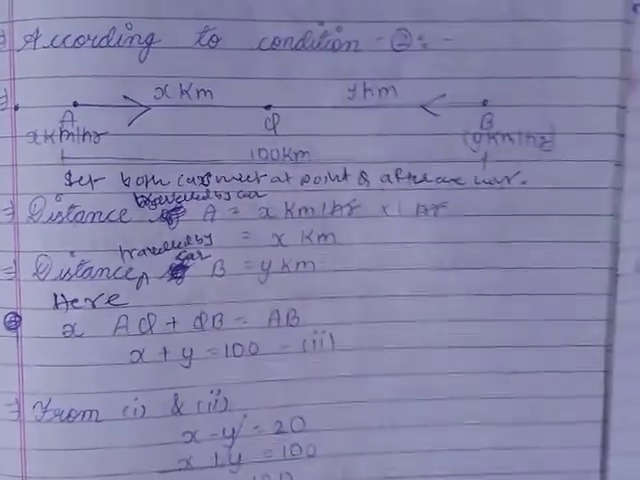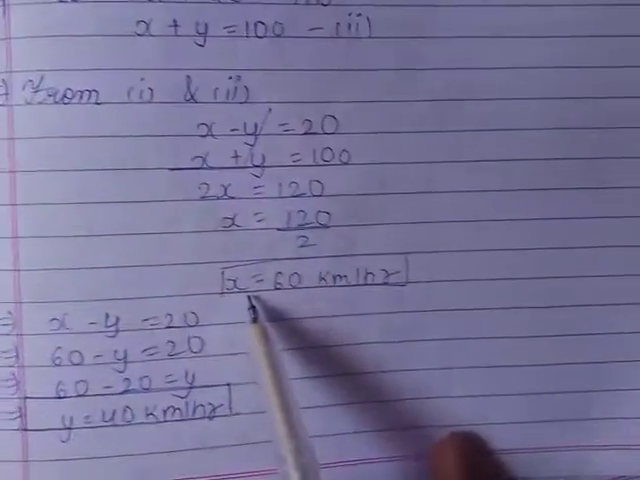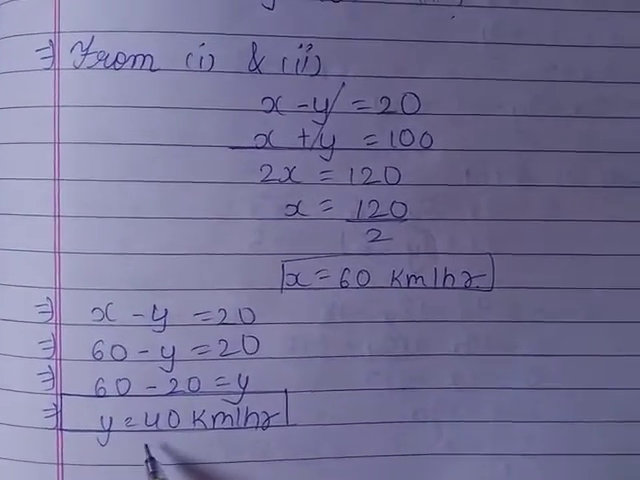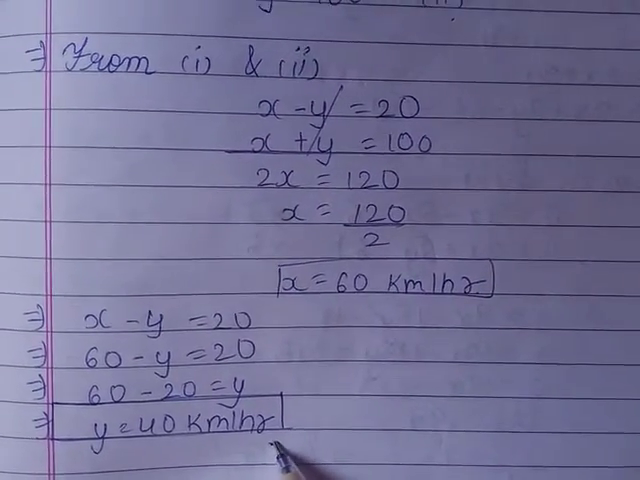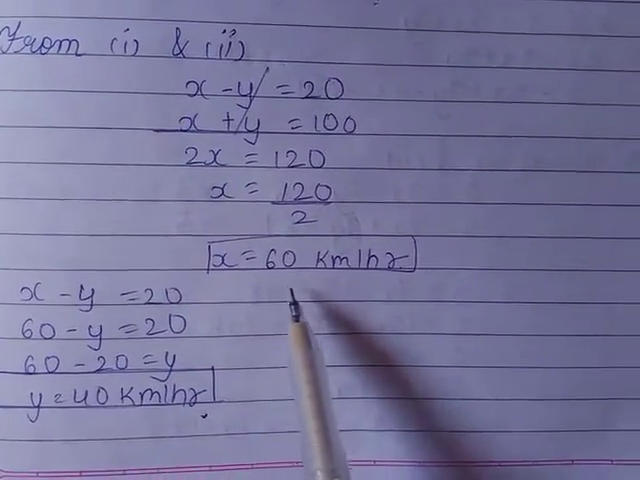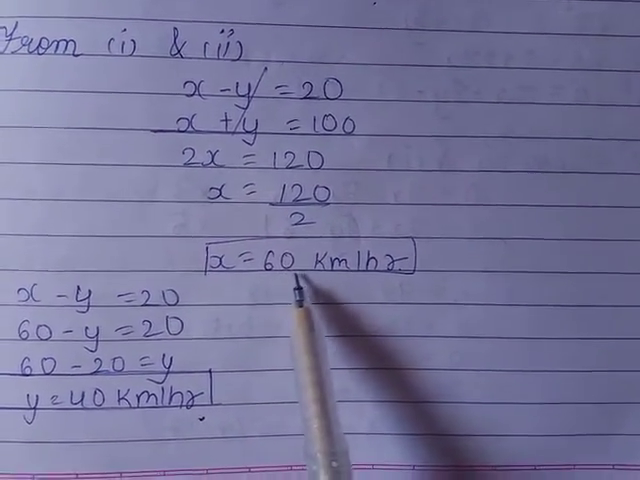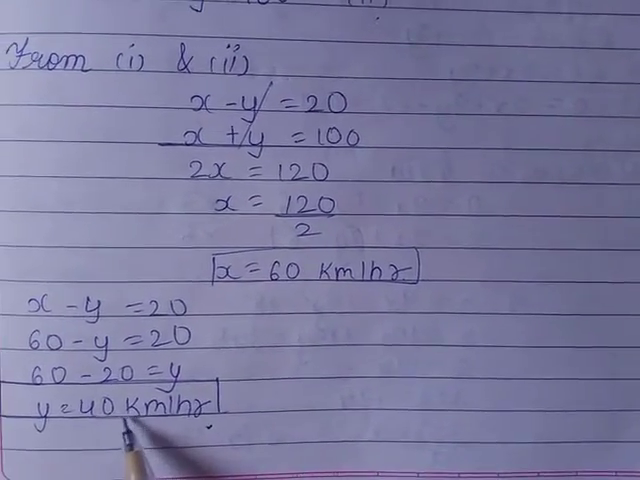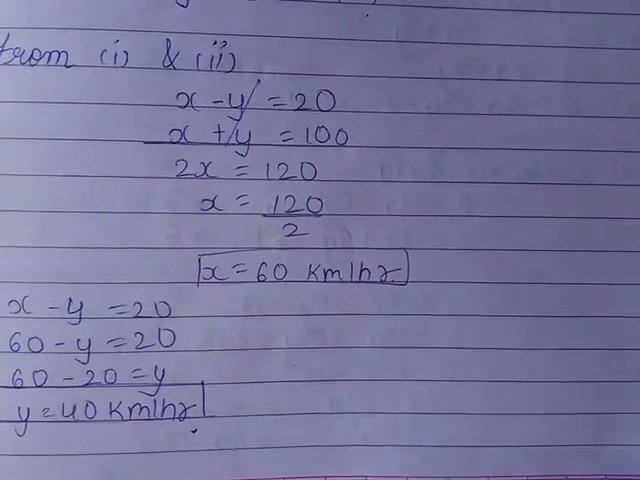If you solve with the elimination method, we get x is equal to 60 kilometers per hour, y is equal to 40 kilometers per hour. So the speed of car A is 60 kilometers per hour and the speed of car B is 40 kilometers per hour.